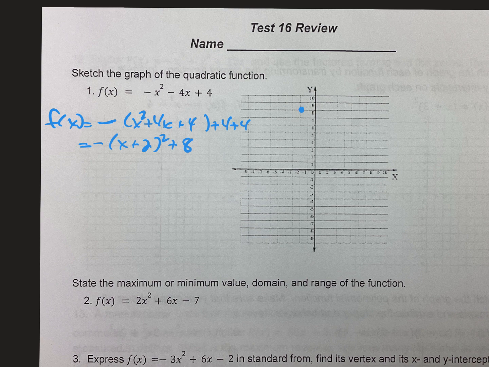I need to find my y-intercept. Now, my y-intercept is 4. Knew that from the beginning. And because it's 4 there, and that's 2 over from that vertex, I can also go 2 over that way because it's symmetric. And draw my parabola. So tomorrow I need to see 3 points on your parabola there.